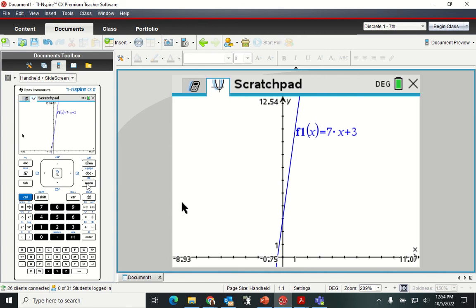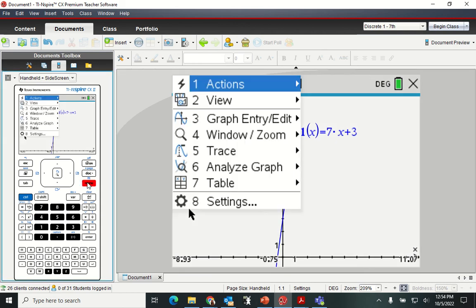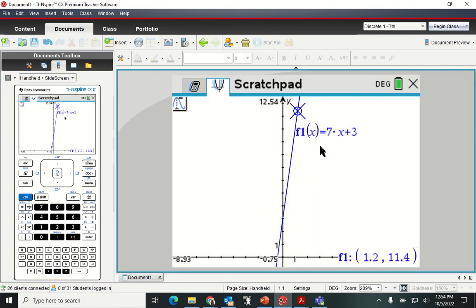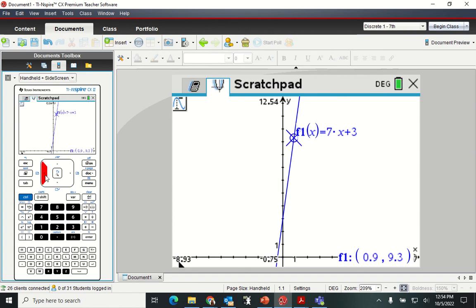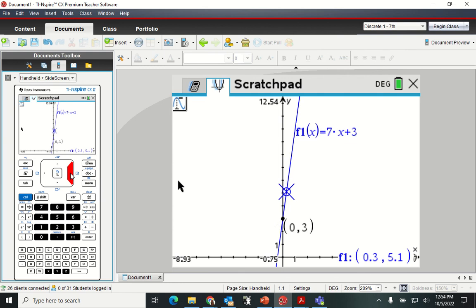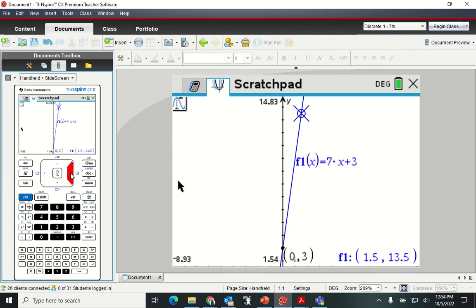Just go over, just move over more. If you have trace on, watch this. I'll do it right now for mine. Menu, trace, graph trace. If you notice, I have some decimals right here. I have this one right here, right? For me, I have 0, 3. That's a good point, so I'm going to use that point. And now just keep going over.